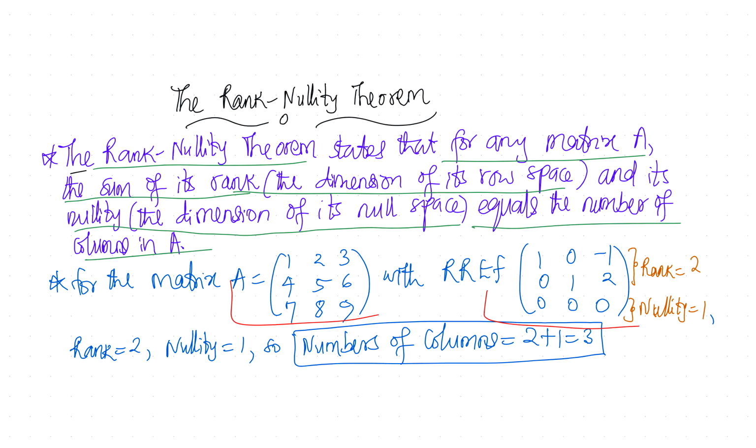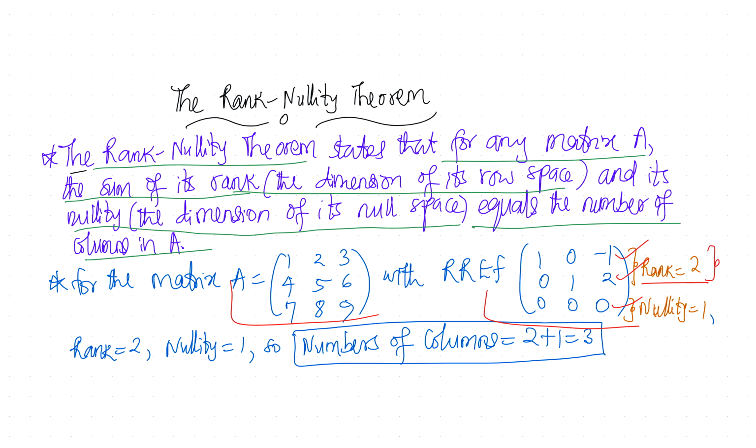So at the end of the day, the dimension of its row space is 2, because we have 2 non-zero rows, and the nullity is 1 because we have 1 zero row. So 2 non-zero rows means rank 2. 1 zero row means nullity 1.